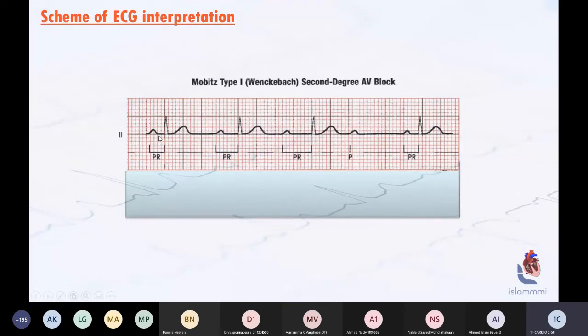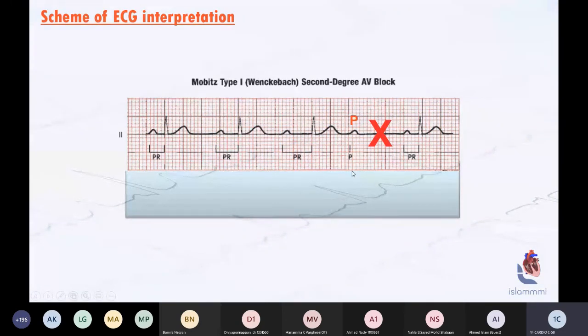As we can see, we have a normal PR interval here. Then it started to be gradually prolonged. More prolongation until we have a P wave without QRS. And then we have normal PR, then again gradual prolongation, then P wave without QRS.